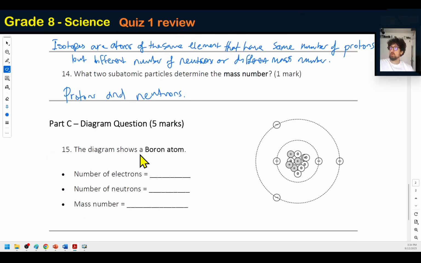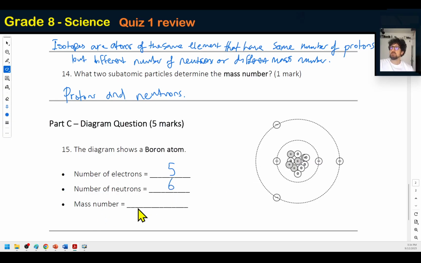Okay, and let's answer this diagram here. The diagram shows a boron atom. Number of electrons. Well, we can just count, can't we? 1, 2, 3, 4, 5. There you go. 5. What about the number of neutrons? Well, again, we can try and count them. 1, 2, 3, 4, 5, 6. Because remember, they have a charge of 0.